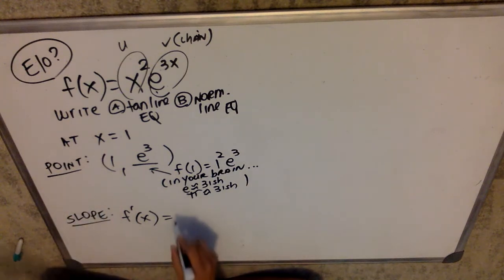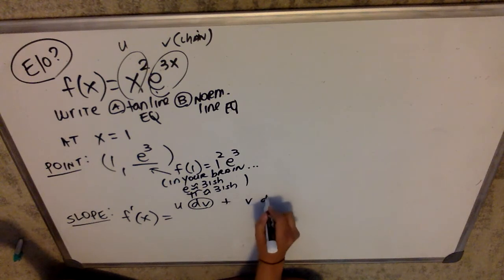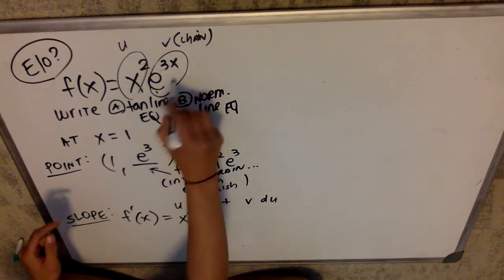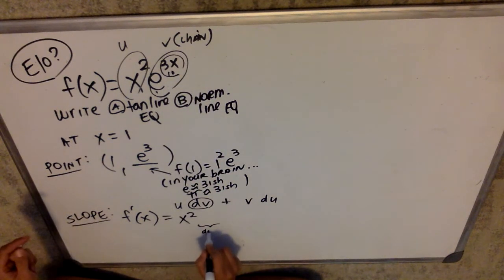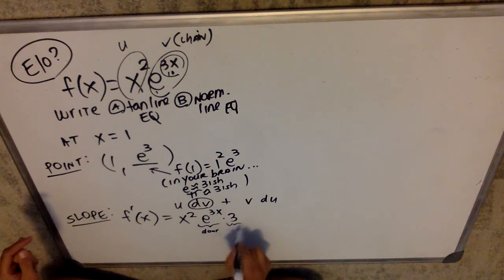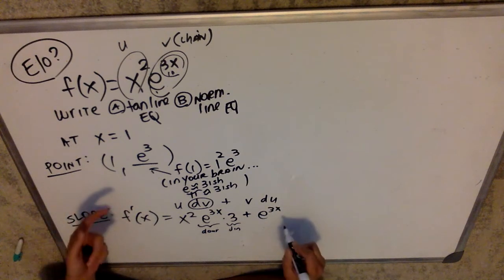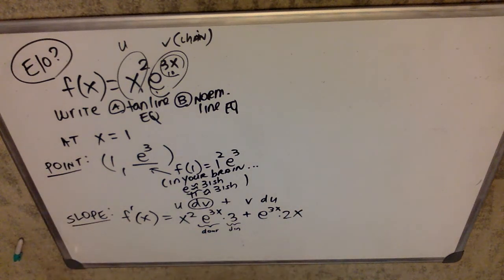All right, so u dv, remember my dv is going to be a chain, plus v du. So u is x squared. dv is going to be a chain. The inside function is the 3x, the outside is e to the stuff. So my derivative of the outside is e to the stuff times the derivative of the stuff, which would be 3. Plus v, which was e to the 3x, du is going to be a 2x. Cool. Again, I'm going to point out that this is one of those times that simplifying is just not a good plan. You should just go ahead and plug in 1 and find your tangent slope.